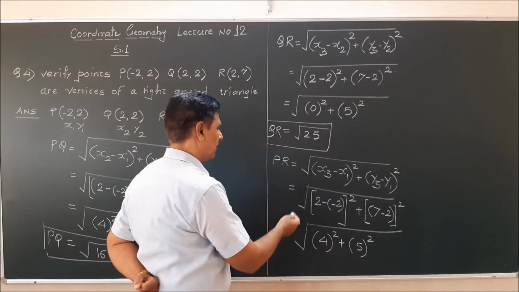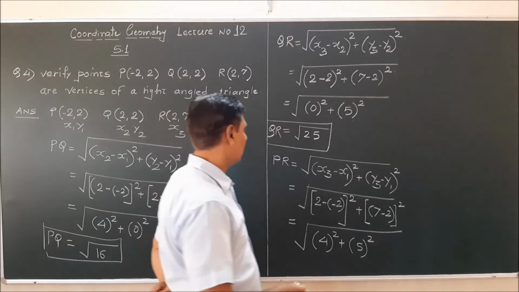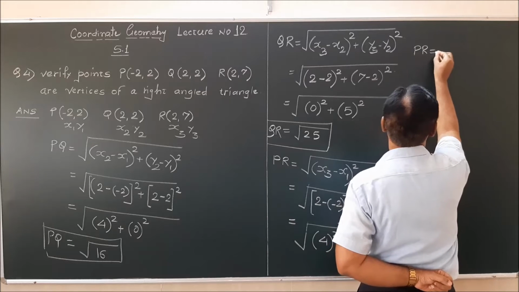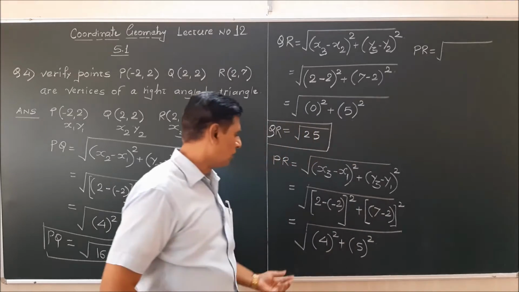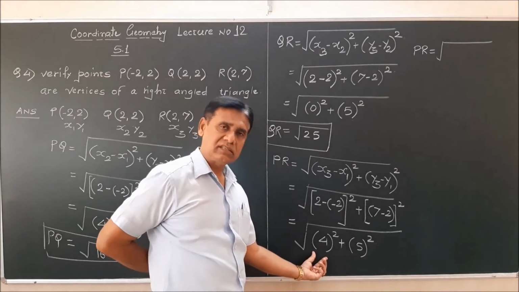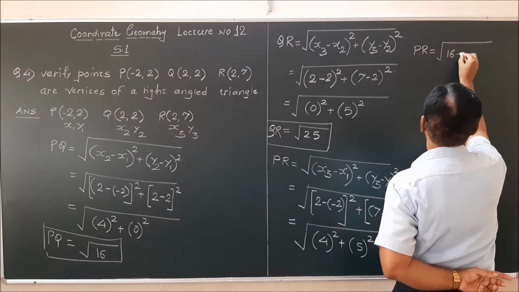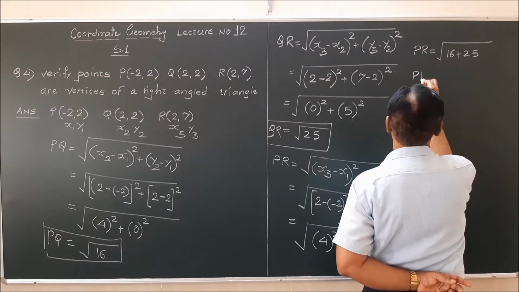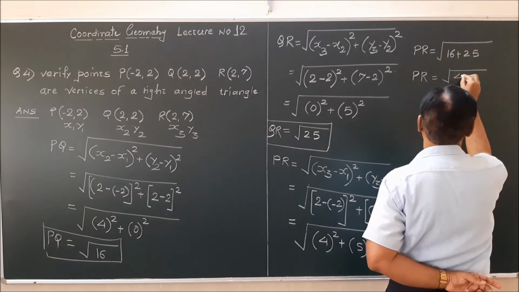So this is how PR is equal to the root of 4 square plus 5 square. Now PR is equal to the root of, since you all know 4 square is 16, so 16 plus 5 square is 25. So therefore we get PR is equal to root 41.